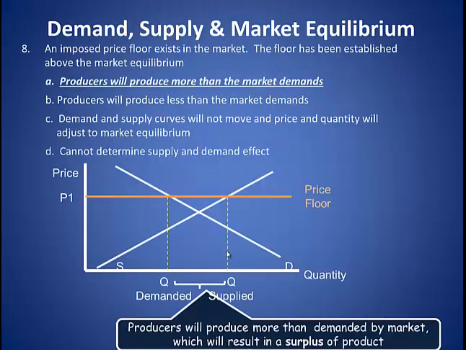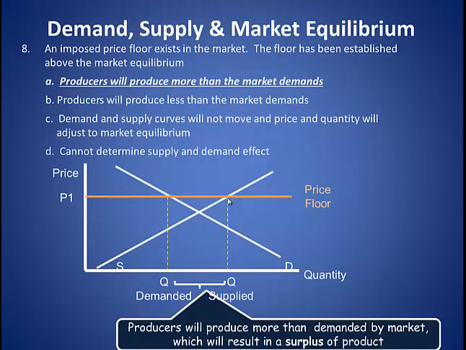Okay, the answer to number 8 is A. Producers will produce more than the market demands. And again, what you can see, this is a price floor. The equilibrium point is below the price floor. And what that means is that the quantity demanded at that price will be a certain amount, and the quantity supplied at that price floor will be a certain amount. But again, we have an imbalance because the equilibrium would have been at a lower point. So the price floor is above market equilibrium.